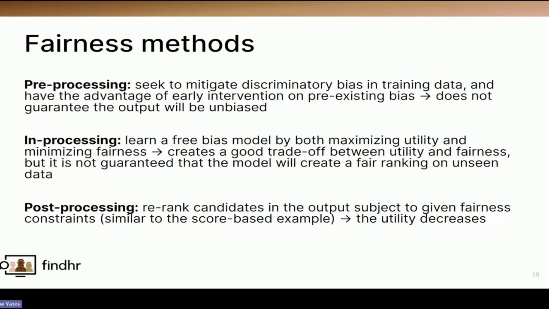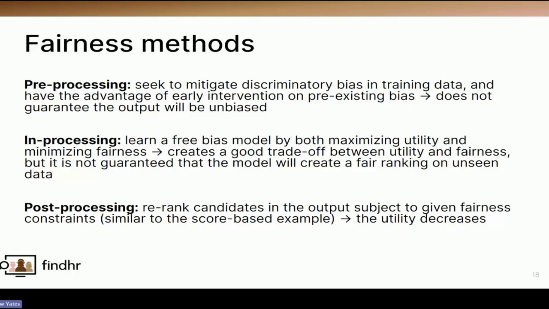Finally, the post-processing methods actually re-rank the output of the model. So if we're thinking about ranking humans, maybe in the context of job search, then we can re-rank candidates subject to some given fairness constraints, and we can ensure that those constraints are met, but of course the utility might decrease. We might just not be able to satisfy specific constraints without in some way decreasing the utility of our ranked list. It of course depends who is in the ranked list and exactly what we're ranking and so on. So these different approaches all have different trade-offs.